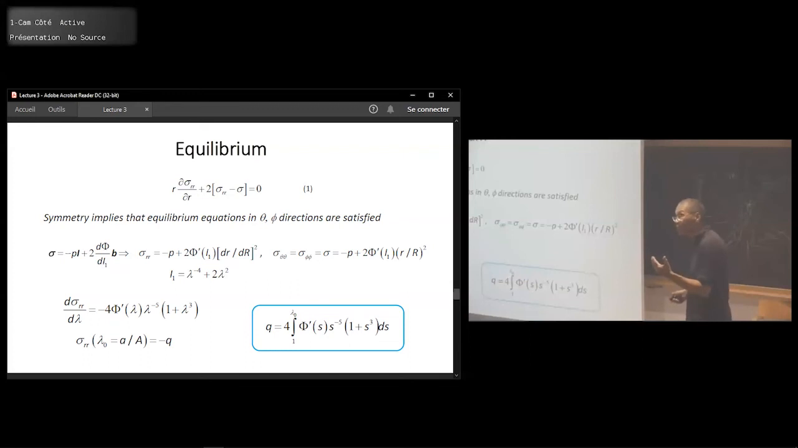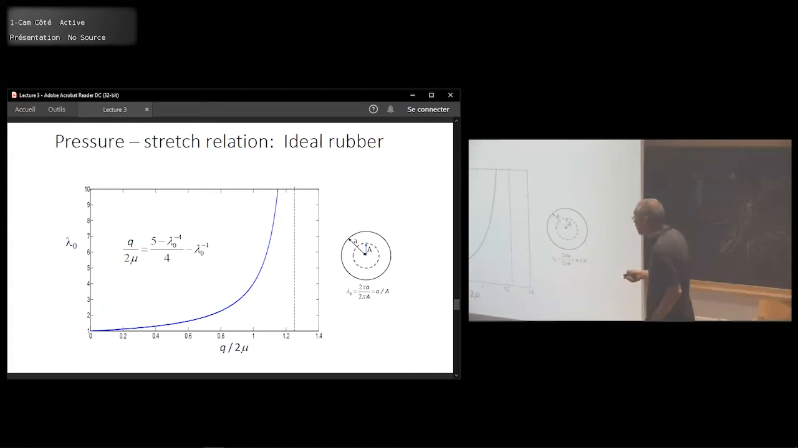And the simplest energy density function is the Neo-Hookean material in which phi prime is just a constant, equal to the small strain modulus. So you can do that, okay? So if you do that, you will get this formula. This is the stretch ratio on the boundary, right? On the boundary of your hole, right? And this is your applied pressure normalized by 2 times the shear modulus. And this is the equation you can integrate exactly, so you get this equation.